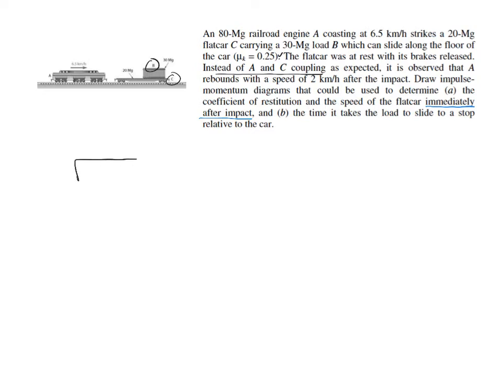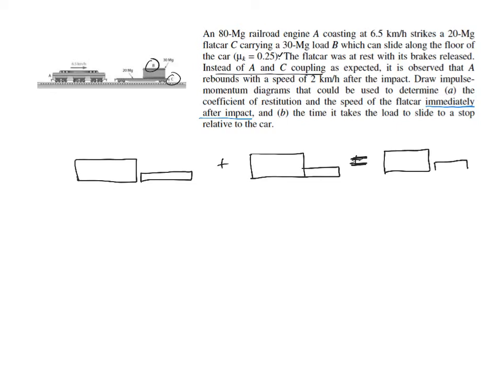So let's draw an impulse momentum diagram for the two cars when they hit, and then afterwards, now they will be separated again. So let's see what we've got. The flat car is at rest, so that has no velocity. I've got here the mass of A times the velocity of A, which we're told is 6.5 kilometers per hour. Across the impact, these things are going to hit each other, so there's going to be a big force right there, F delta T, F delta T.